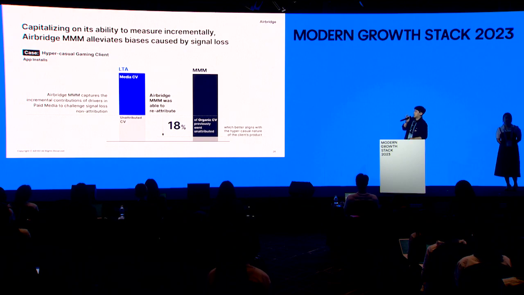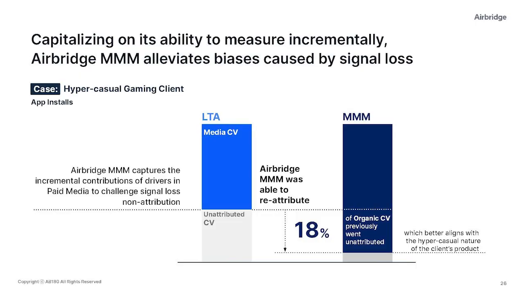So in this first case study, we have a hyper-casual gaming client who, through an analysis on their product's app installs using AirBridge's MMM solution, was able to recapture 18% of conversions that previously went unattributed in last touch attribution. This reduction in unattributed or organic conversions better aligned to the client's intuitions, as their product was a newly released mobile game with a hyper-casual gaming target audience.